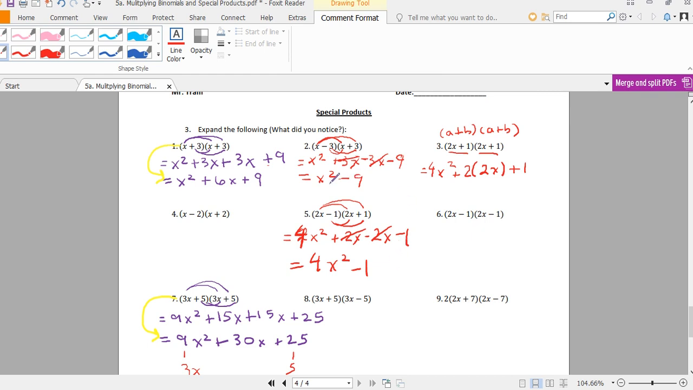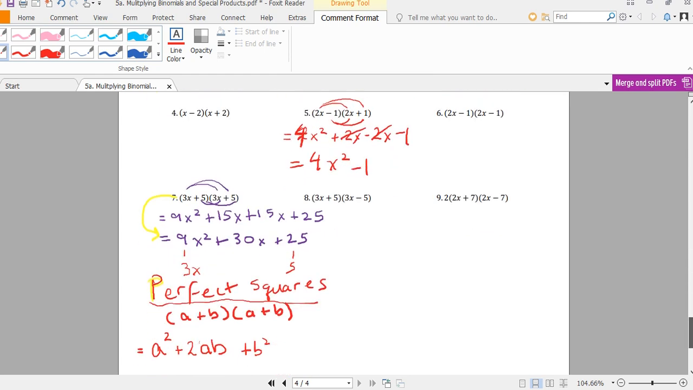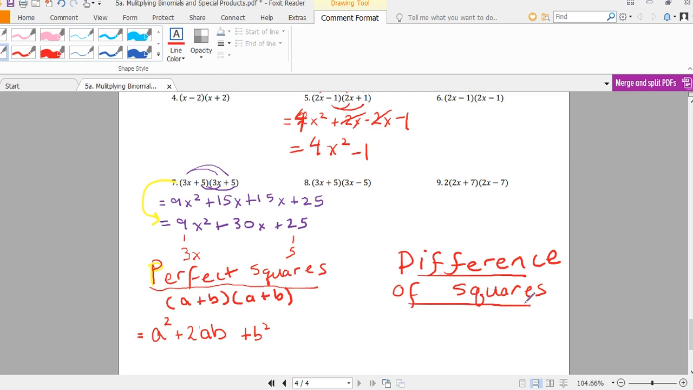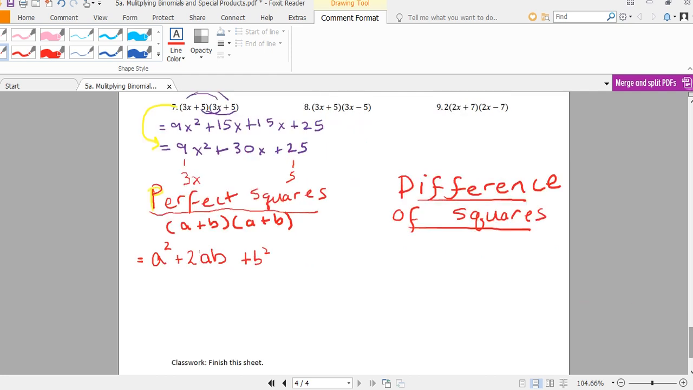Well, how did I get x squared? The first term, x times x. How did I get 9? 3 times 3. How did I get 4x squared? 2x times 2x. How did I get 1? 1 times 1. So this is what we call a difference of squares. Okay? So, how does this work?